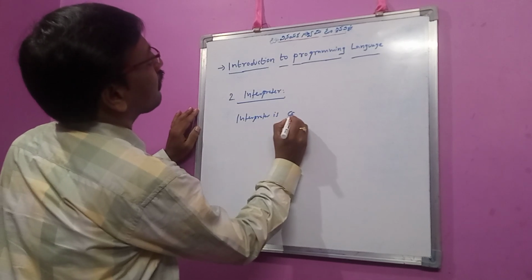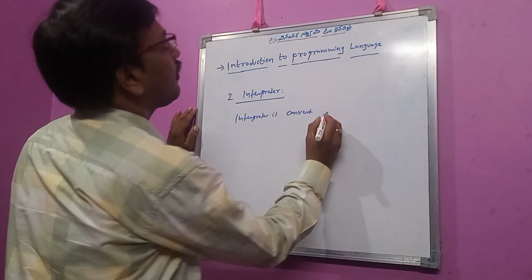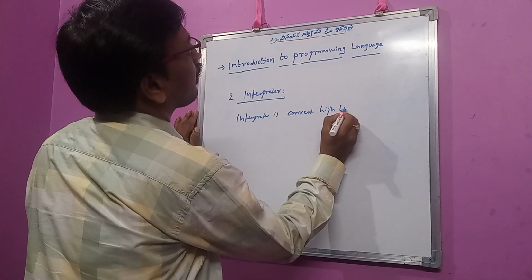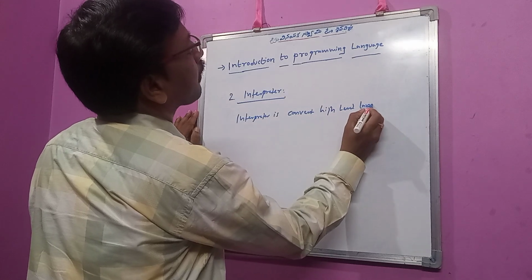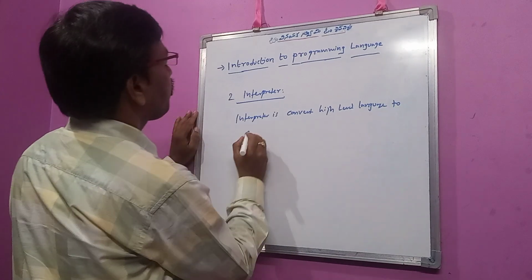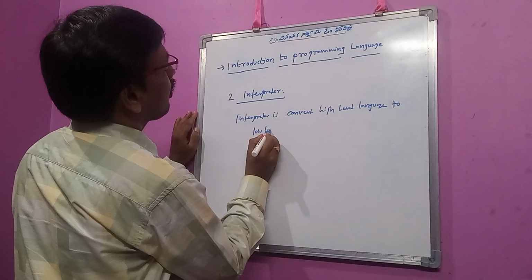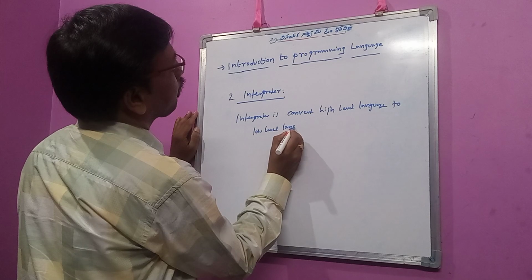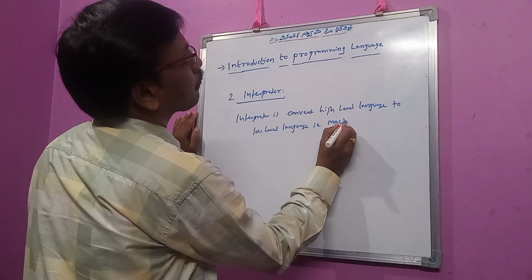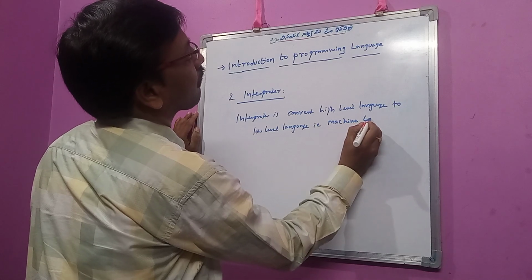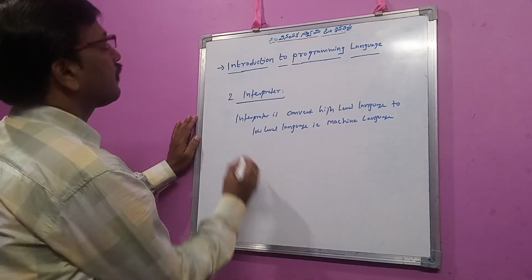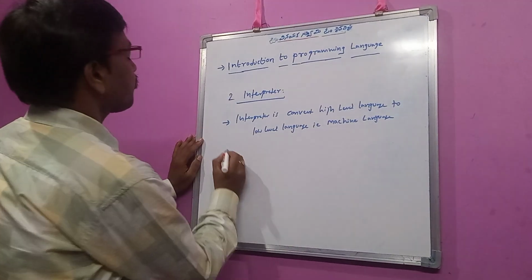A compiler converts high level language to low level language, that is machine language. That is the first point.